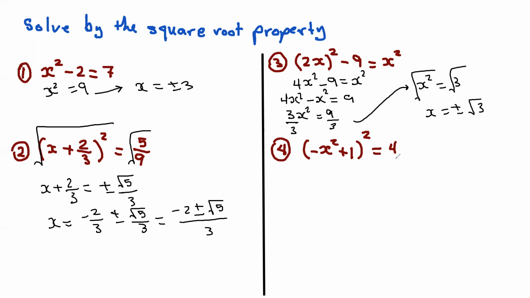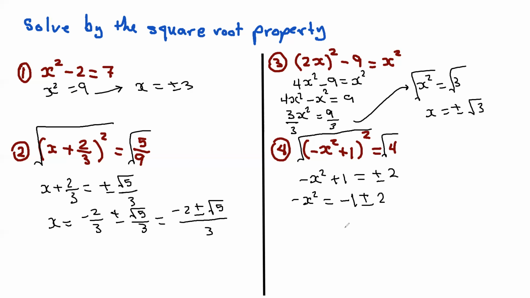Fourth one, here, to get rid of this square, I'm going to square root both sides. So if I square root this, this will end up giving me -x squared plus 1 equals, don't forget the plus or minus, square root of 4 is 2. Now, I'm going to move the 1 to the other side. So I'm going to get -x squared equals -1 when you move to the other side, plus or minus 2.